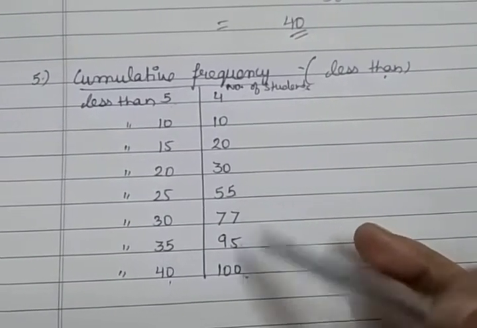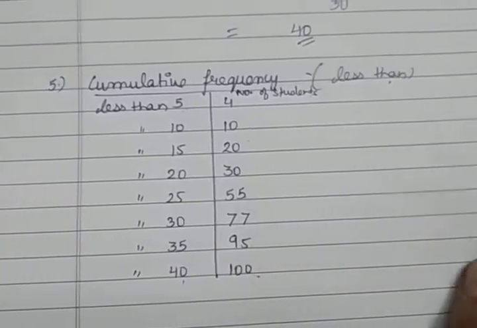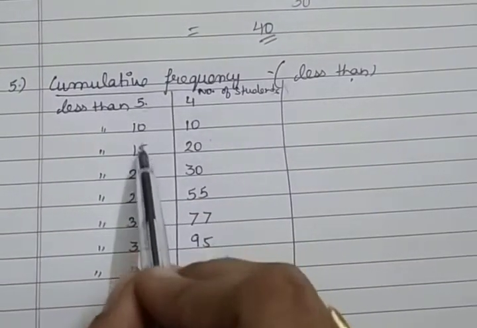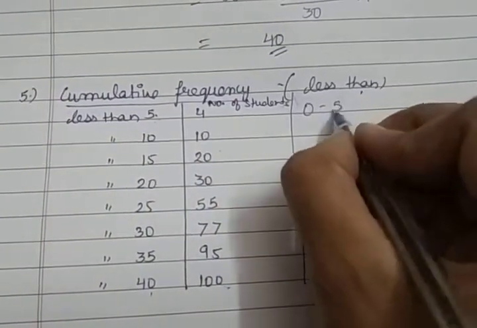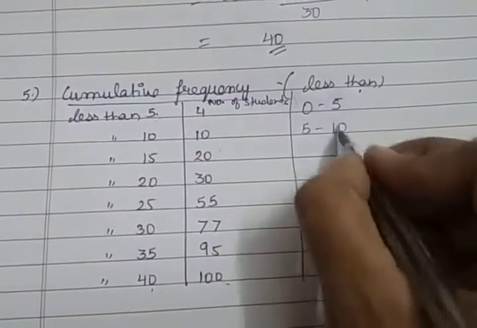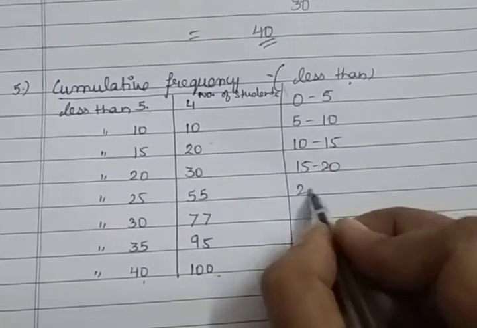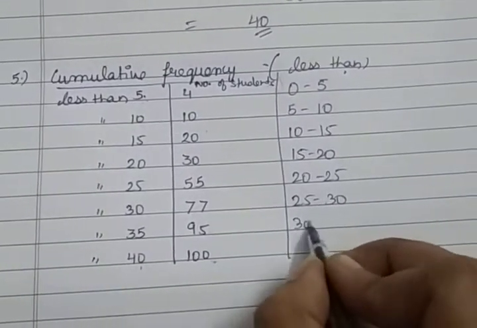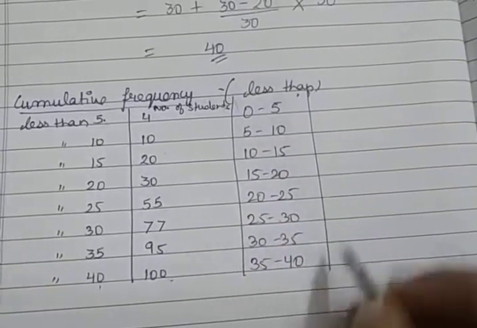So now first of all we have to convert this into the class interval, and then from the CF we want frequency. So now first of all make the class interval. Less than 5, and the gap is of 5 only there. So that means your class intervals will be 0 to 5, 5 to 10, 10 to 15, 15 to 20, 20 to 25, 25 to 30, 30 to 35 and 35 to 40. Now this one is your X.